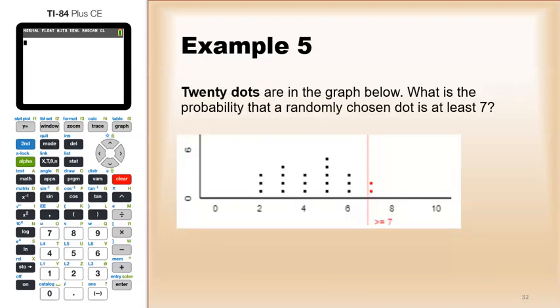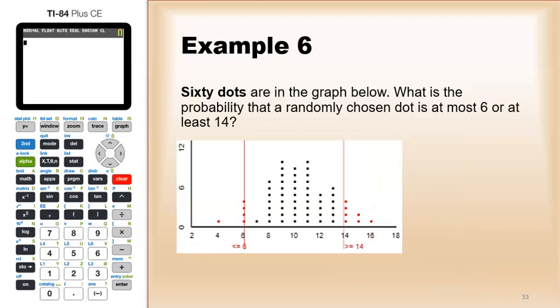Here are 20 dots in the graph. What is the probability a randomly chosen dot is at least 7? 7 is where this red vertical line is. Well, there are 20 dots overall. And at 7 here, there are 2 that are at least 7, 7 or more. So the probability is 2 out of 20.